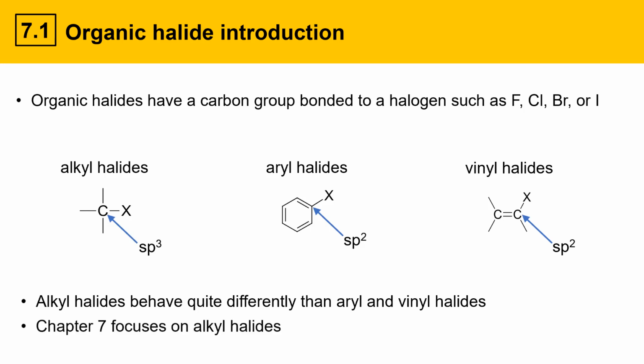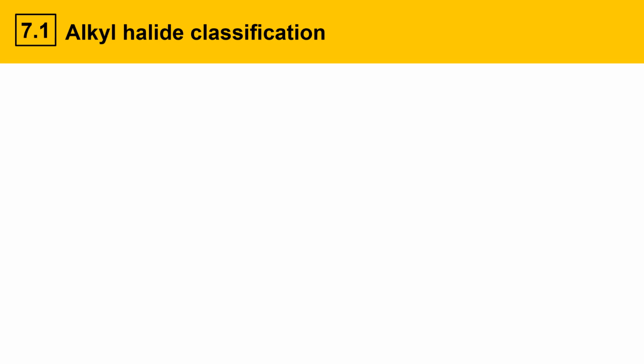So chapter 7 is going to focus on the alkyl halide, so that's going to be what is going to be discussed in the remainder of the chapter. Alkyl halides are classified according to substitution.